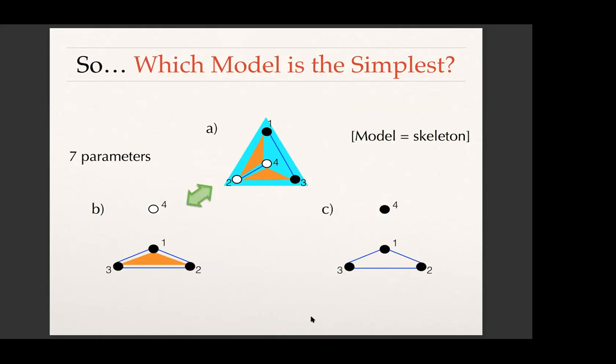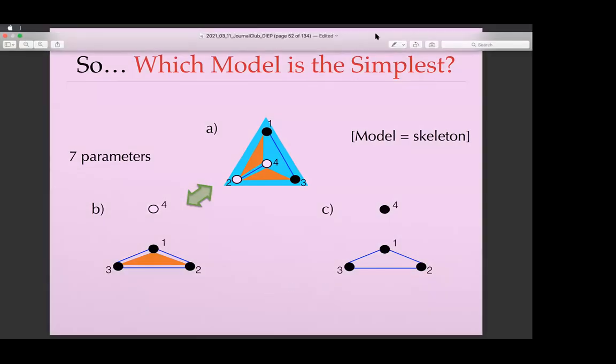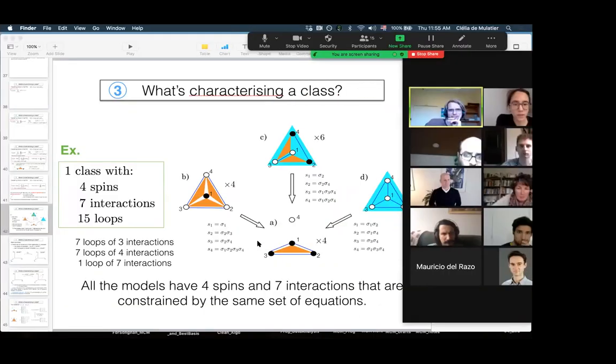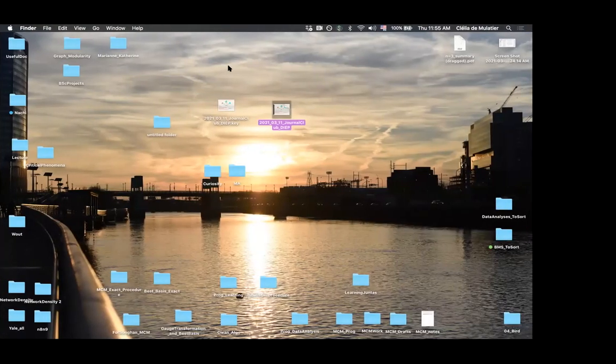So that's the idea. Okay, so now if I come back to the same picture we had earlier, and I ask you which is the simplest model. So I don't know if this is something that, oops, sorry. I lost the presentation.